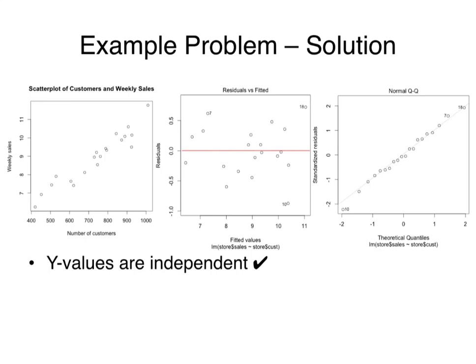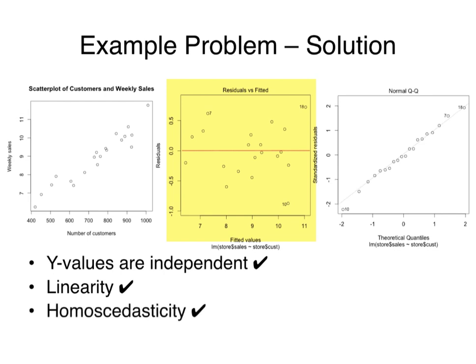So we can check linearity with a residuals versus fitted plot. We can see that there's no pattern to the residuals plotted against the fitted values, and there's a straight red line through the plot. So this assumption is met. We can also check the homoscedasticity assumption with the residuals versus fitted plot. We can see that the variation around the regression line appears to be fairly constant.